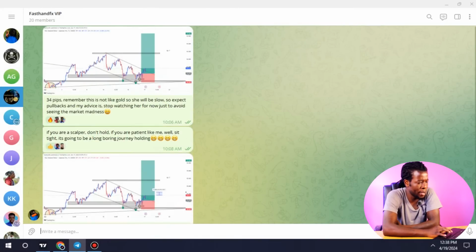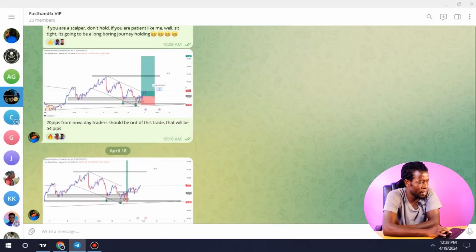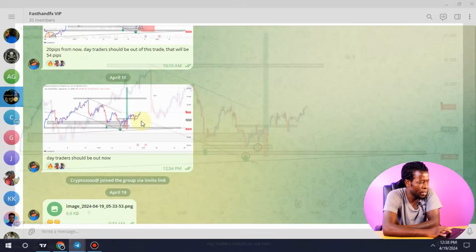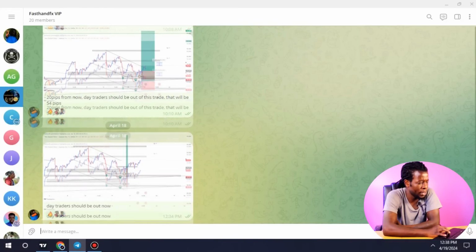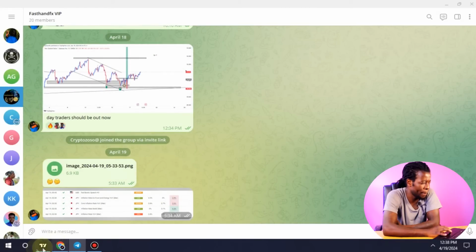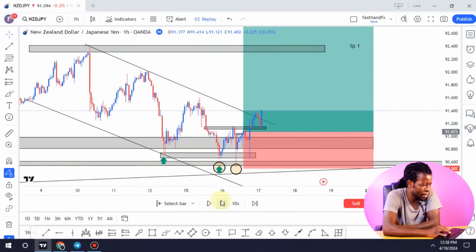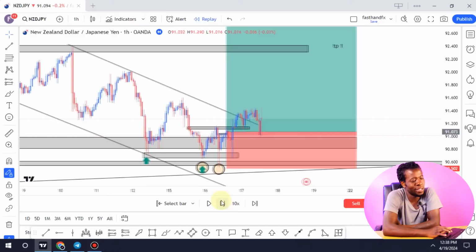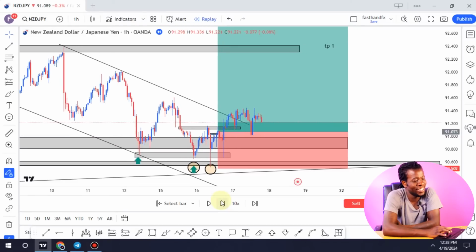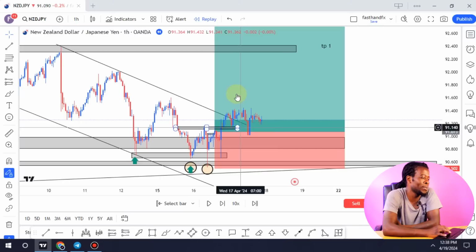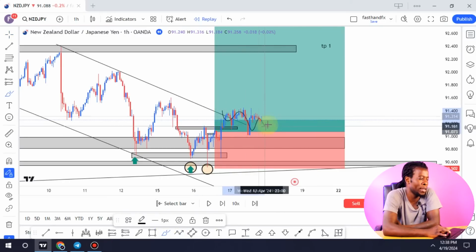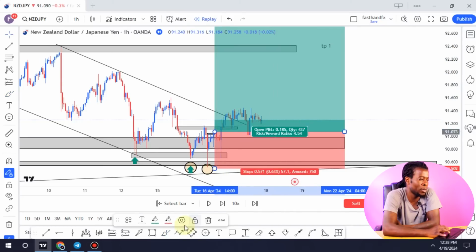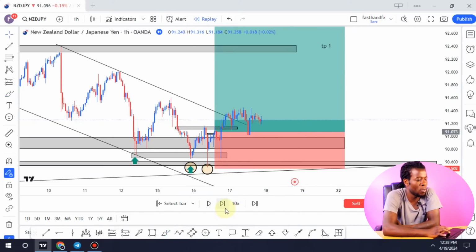Okay, now the market played out nicely. Let me show you over here. Say day traders should be out. Market had already moved over 54 pips. Okay, so let's see. The market did this. Like I kept on screenshotting and journaling my trade. Now, when the market was doing this, guys, I saw something like another confirmation, maybe left shoulder, head, right shoulder. So the market had that possibility of going all the way up.